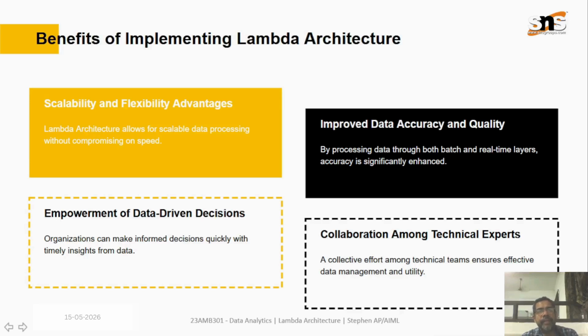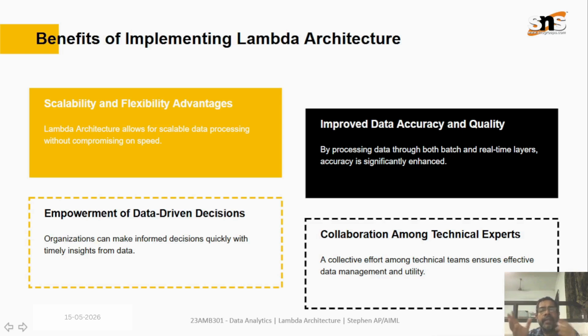So hi, welcome again. Now we are going to talk about the implementation of the Lambda architecture. It gives good scalability and flexibility. That's the most important advantage of the Lambda architecture. With the increase in scalability, the flexibility has also increased. So it is able to handle large and sudden increases in the data flow.